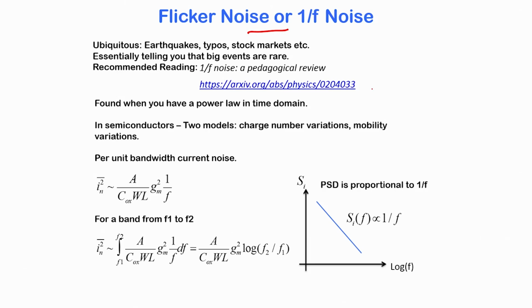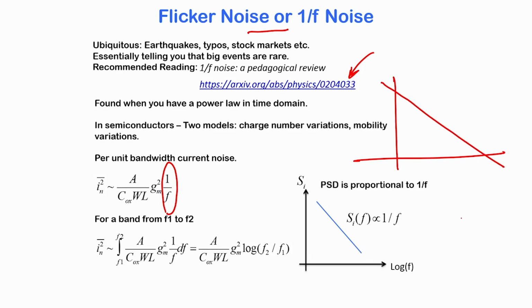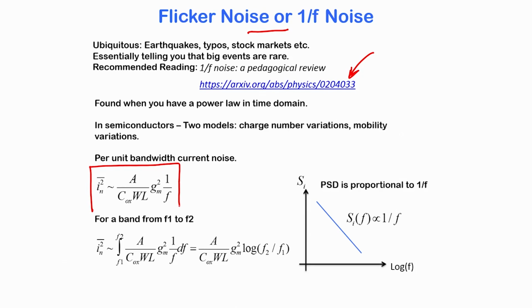and this is a very interesting noise source. It is quite ubiquitous, and I strongly recommend reading this particular paper that I have linked here. And flicker noise is quite interesting because it has a 1 over f response. So if you plot the intensity of flicker noise versus frequency, it reduces as frequency increases, and this is the flicker noise in a MOSFET.